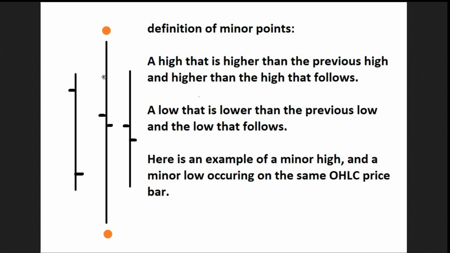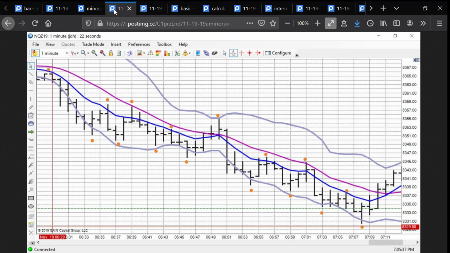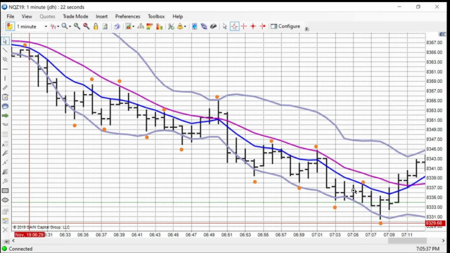Most of the time the high and the low are going to be on two separate price bars, but you can get some that occur on the same bar. For the sake of space, I just showed the example here of a low that's lower than the previous low and the low that follows, and a high that's higher than the previous high and the high that follows, and those would be the minor swing points. So that's what I'm plotting here on this chart.